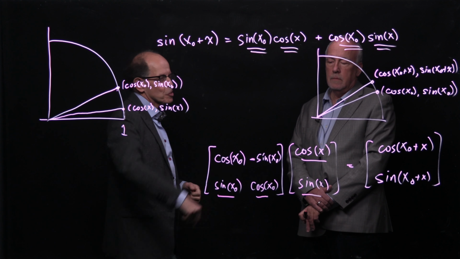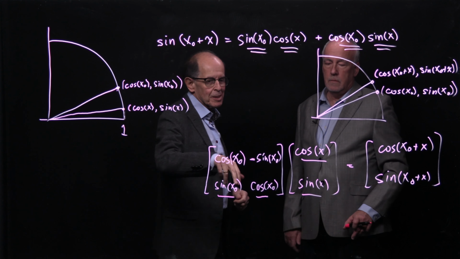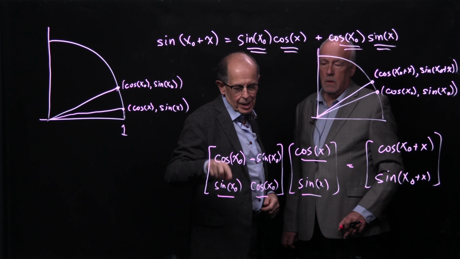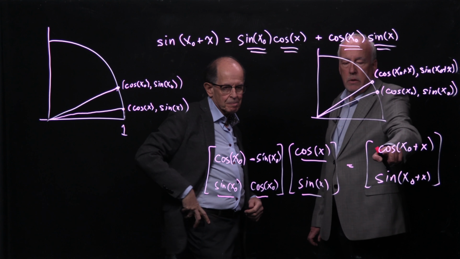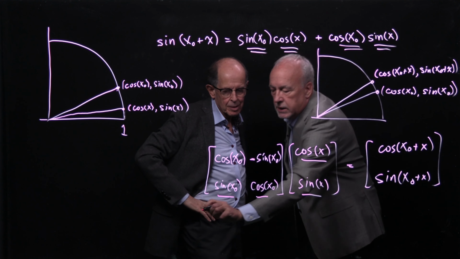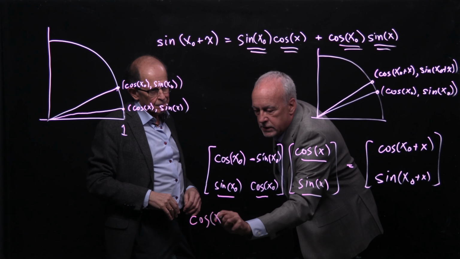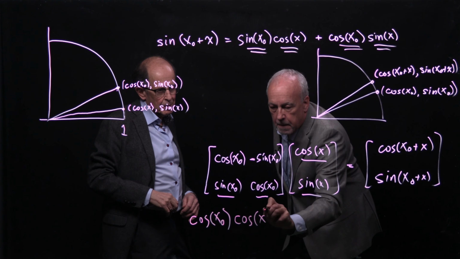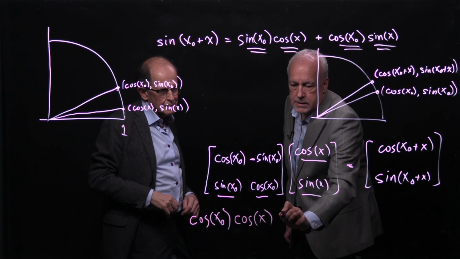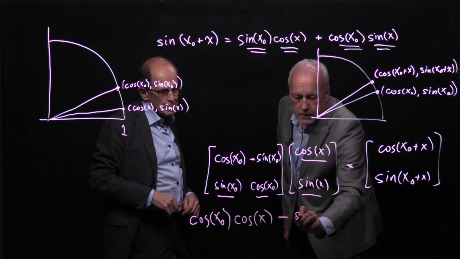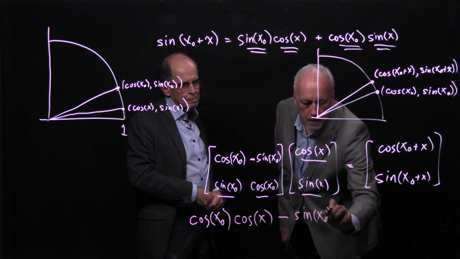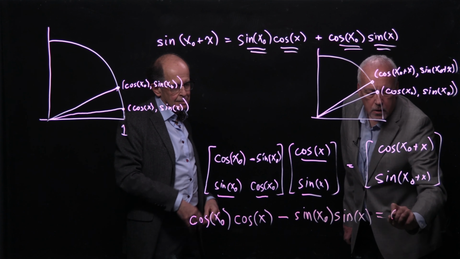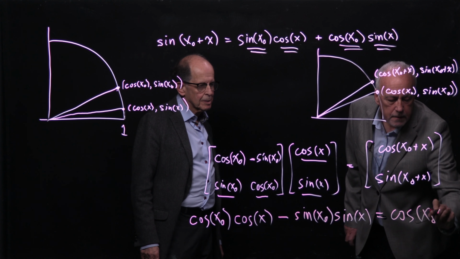And really, we can use this again, and we get a bonus. We get the cosine version of this by taking the first row times the vector and so on. So if we write that out, here we have cos x0. And what's it multiplied by, Matt? Cosine x. And now the minus sign: sine x0 times sine x. This equals the top part here. So now we have the addition formula for cosine.